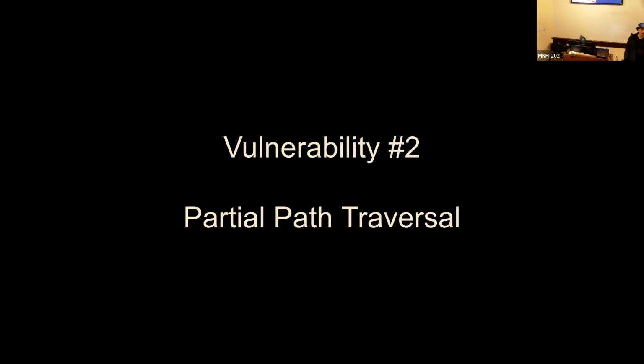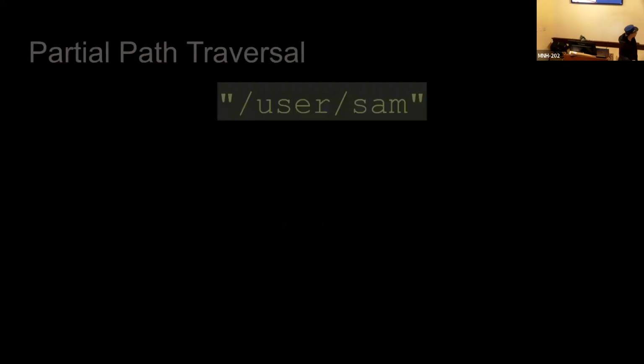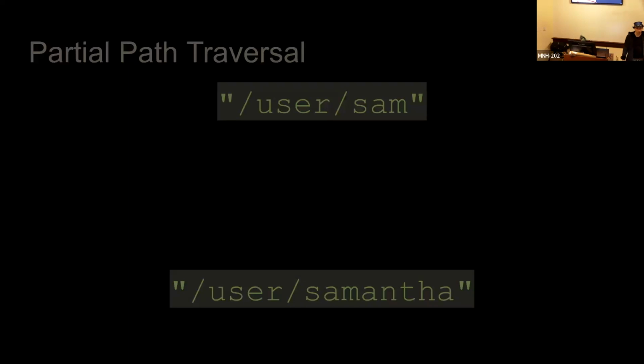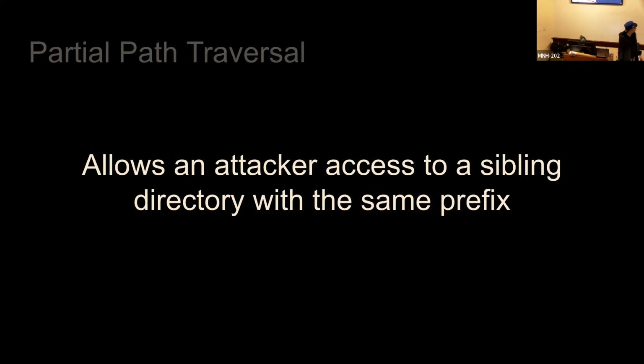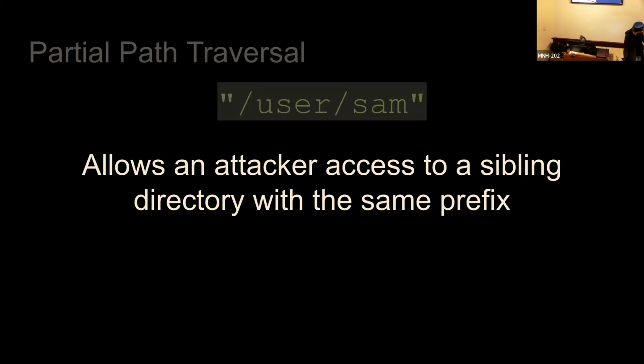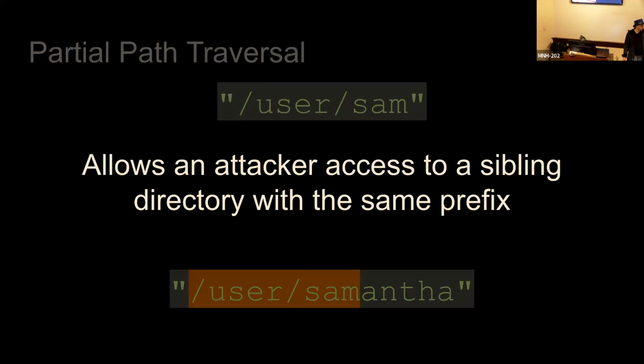Vulnerability number 2, partial path traversal. So what are path traversal vulnerabilities? Let's assume that you have 2 users on a file system. You have user Sam and user Samantha. And you have logic where you want to sandbox some bit of logic to only be able to access user Sam. So partial path traversal allows an attacker to access a sibling directory with the same prefix. So again, user Sam, user Samantha, because user Samantha starts with user Sam, you can bypass this.